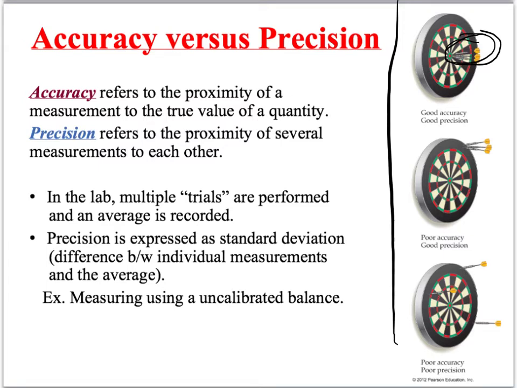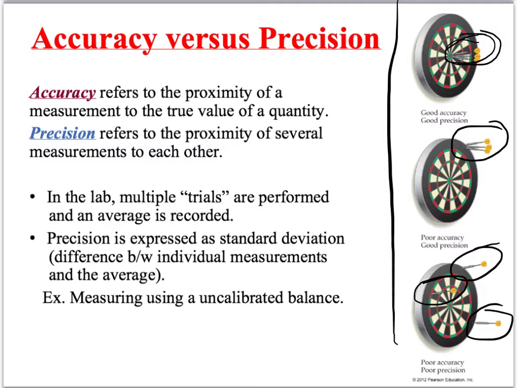You could have poor accuracy but good precision, where none of them hit the target, the bullseye, but they're all grouped together, so they have good precision. Or you could have poor accuracy and poor precision, where the darts are scattered all over the board and none of them are hitting that target.